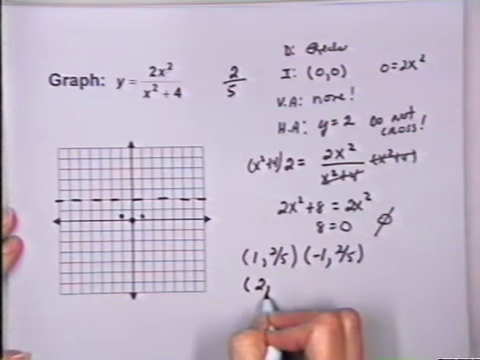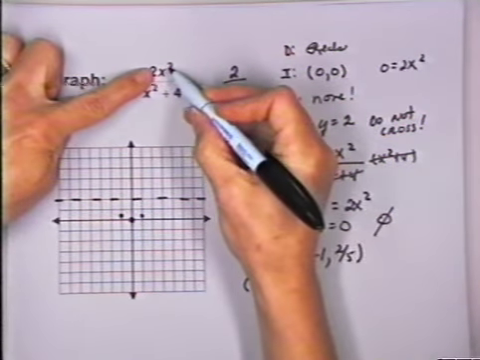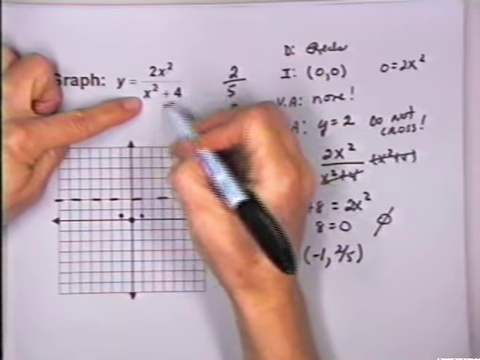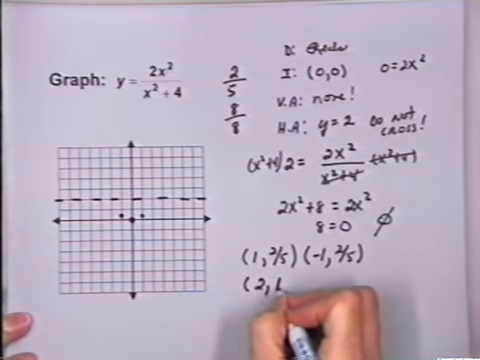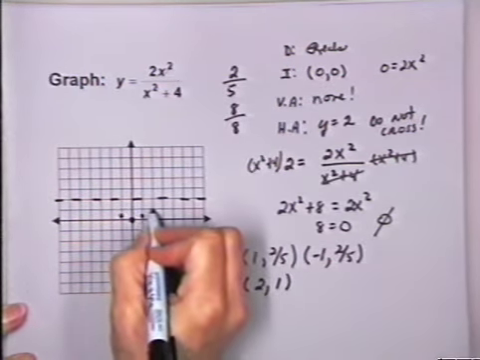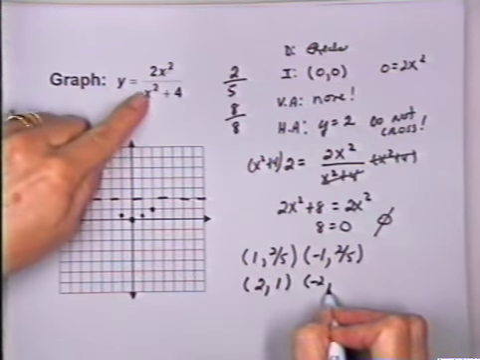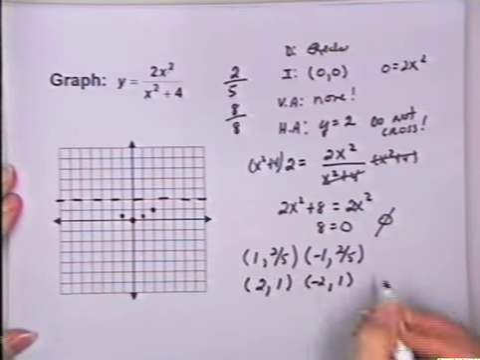Well, let's try 2 here. If x is 2, 2 squared is 4 times 2 is 8. 2 squared is 4 plus 4 is 8. 8 over 8 is 1. So 2 gives me 1. Does negative 2 also give me 1? Notice it'd be the same thing. Yes, it does.